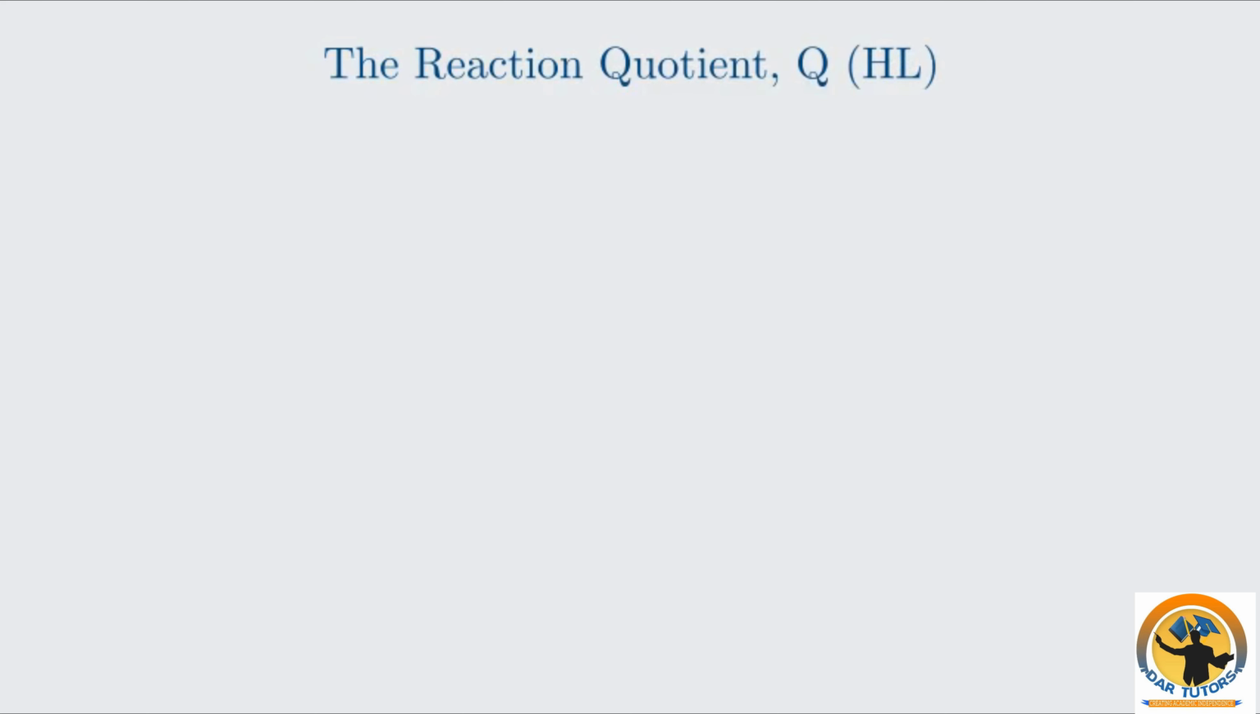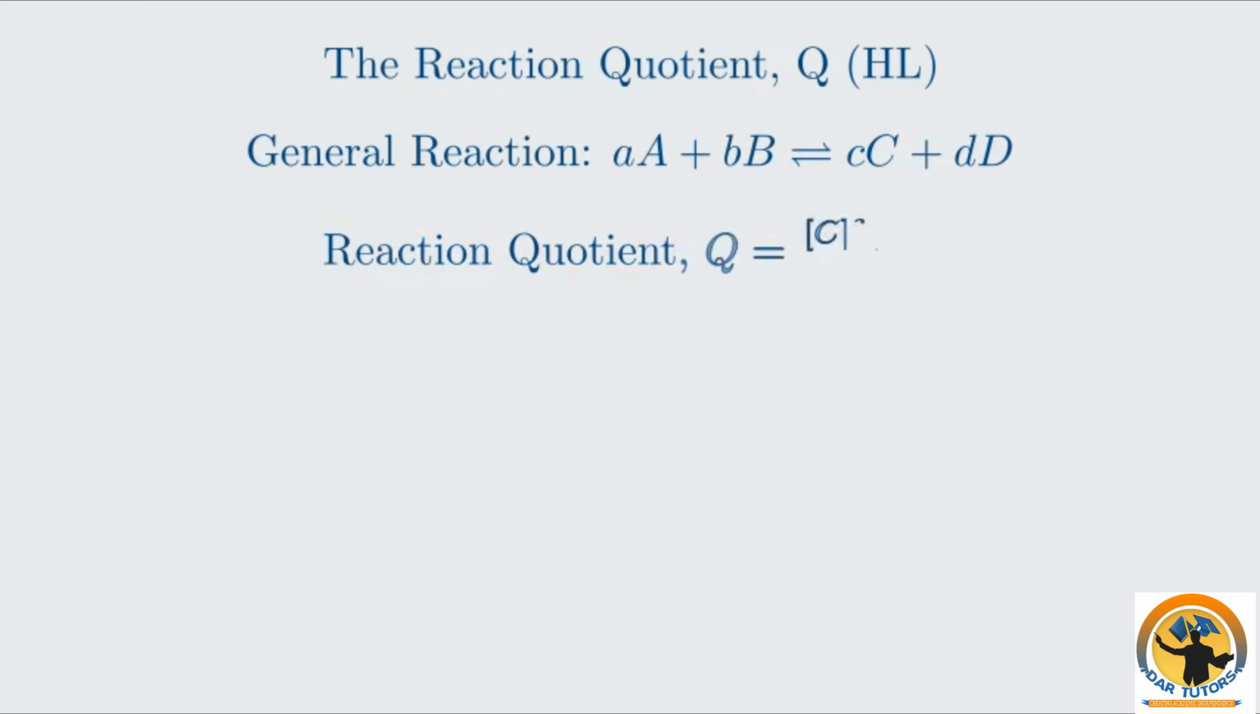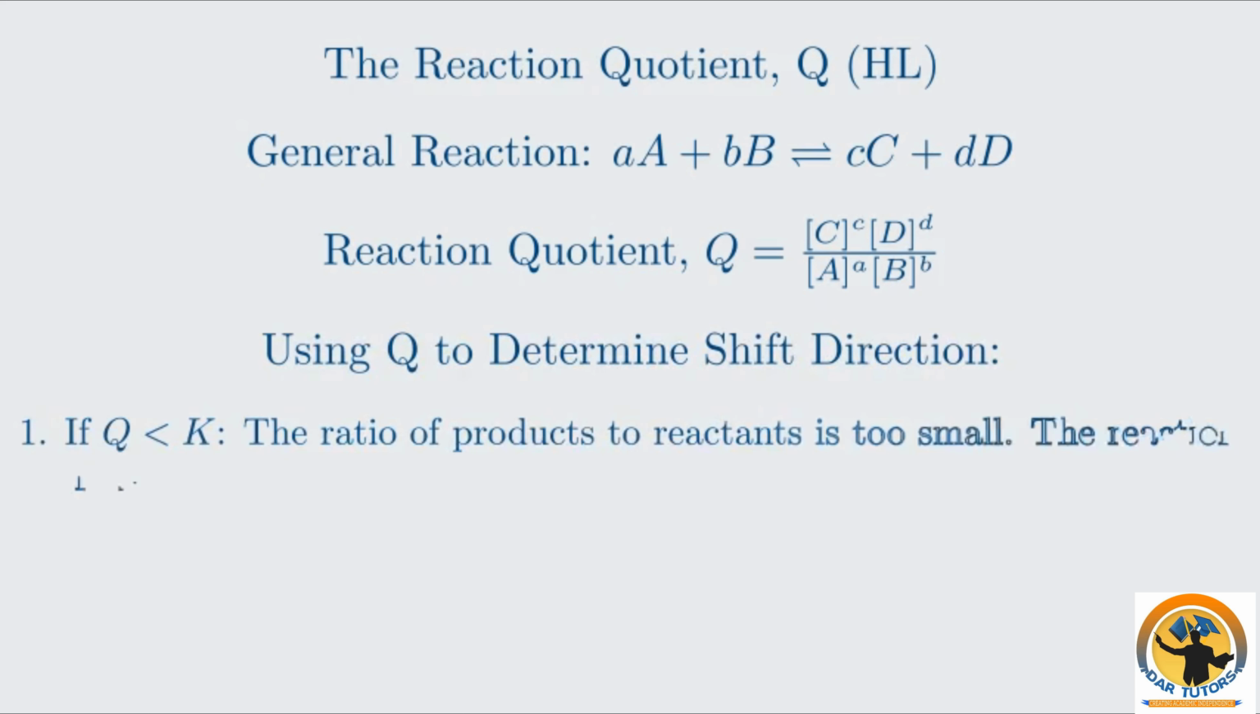The expression for Q is identical to the expression for K. For the general reaction, Q is the same product over reactant expression. The key difference is that the concentrations we use to calculate Q are the instantaneous concentrations at a specific moment in time, which are not necessarily equilibrium concentrations. So, we calculate Q using a non-equilibrium mixture and then compare its value to the known equilibrium constant K. This comparison tells us the direction the reaction must shift to reach equilibrium. There are three possible outcomes.